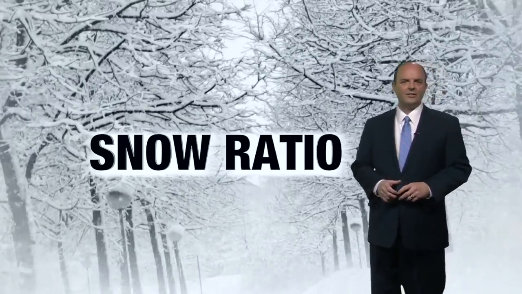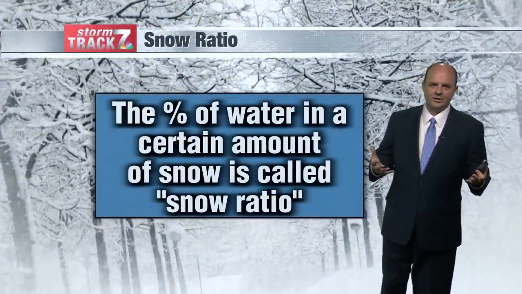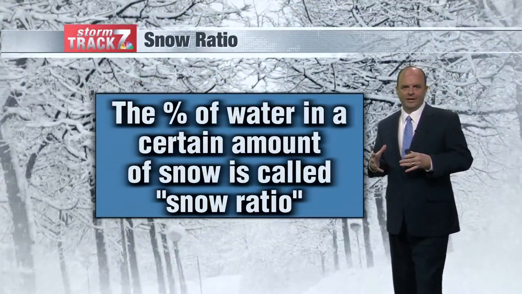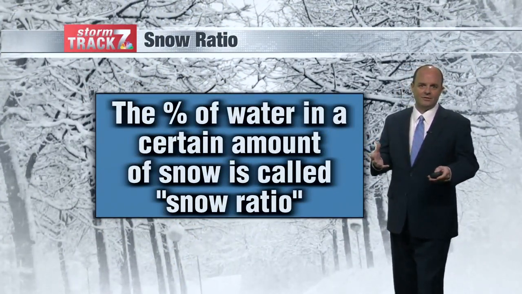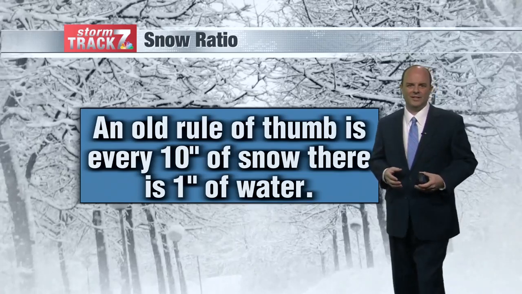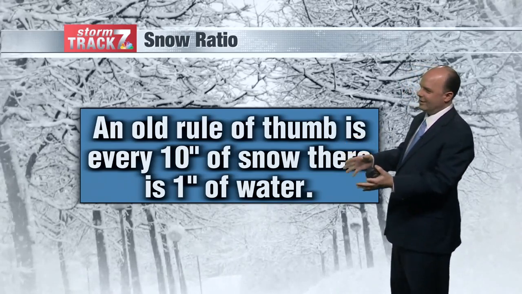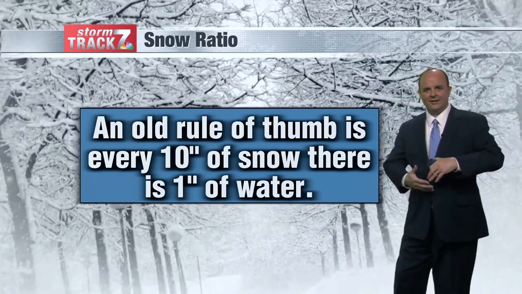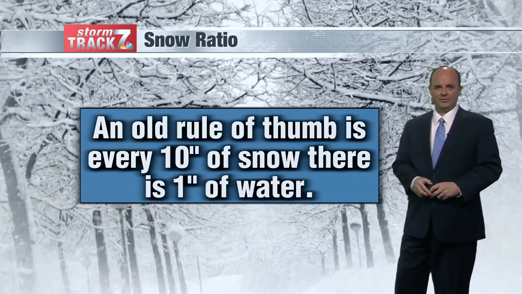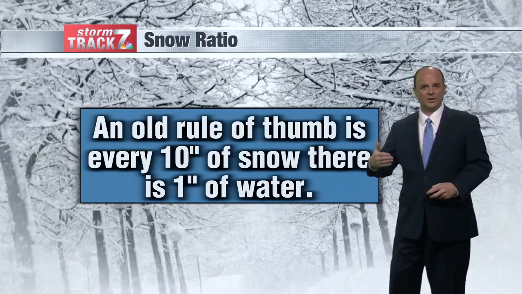This week we're going to talk about snow ratios. What exactly is a snow ratio? Well, it's the percentage of water in a certain amount of snow, and that's called a snow ratio. So an old rule of thumb is when you get 10 inches of snow, you have 1 inch of water. So you measure 10 inches of snow, you melt it down, and you get 1 inch of water out of the storm system. So if you're forecasting, that's one of the things you have to look for.